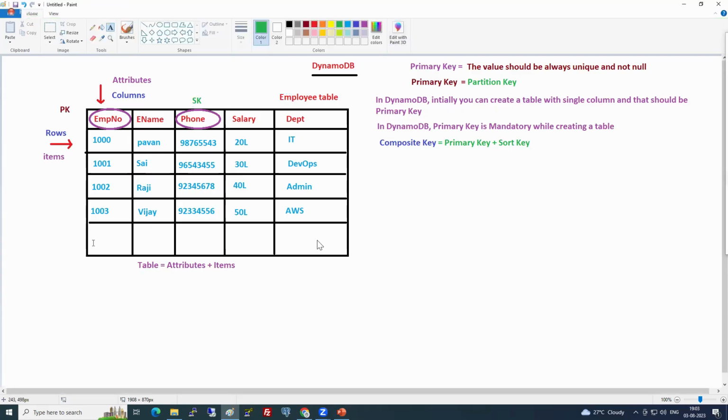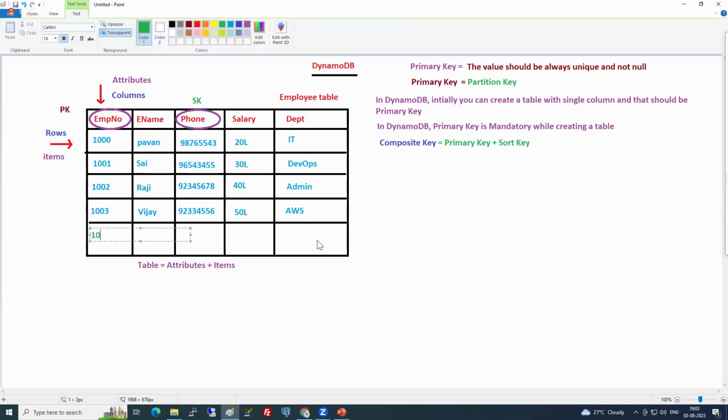So if I want to add 1,000 now, can I add 1,000 now? Answer is yes, but there is one catch here. The one catch here is the combination of your employee, the primary key and sort key should be unique. The combination of your primary key and the sort key should be unique.